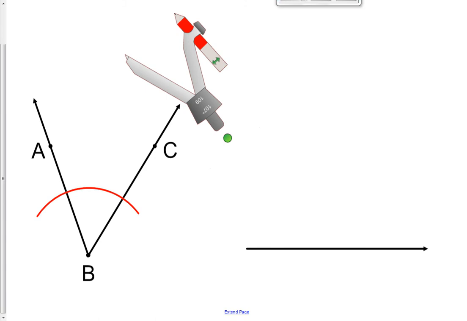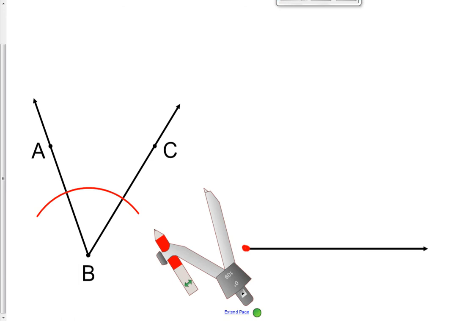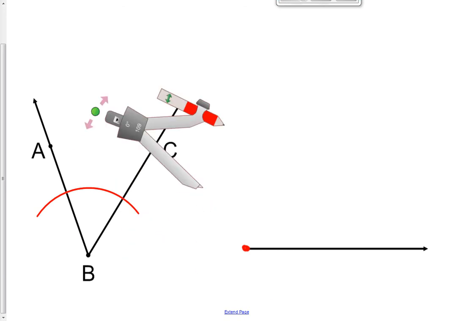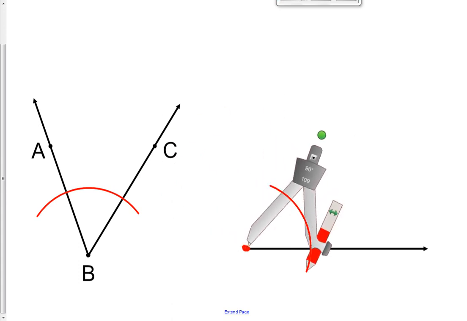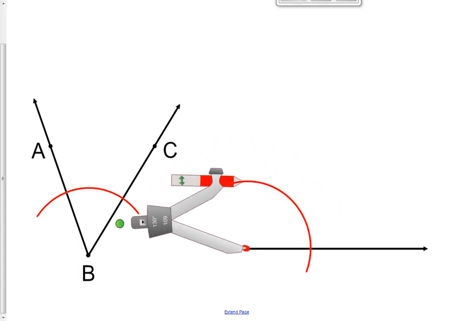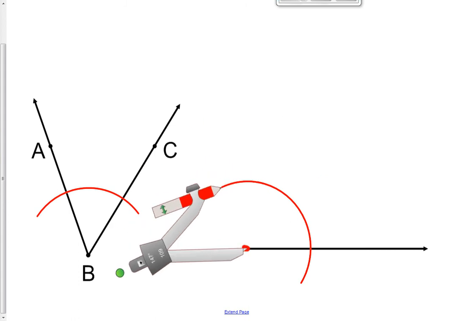And this point right here is going to act as the vertex. You're going to put your needle at the vertex. And then you're going to use that same compass setting and draw an arc that intersects the ray, and you're going to make it a pretty decent size arc. Something like I have just drawn right there.